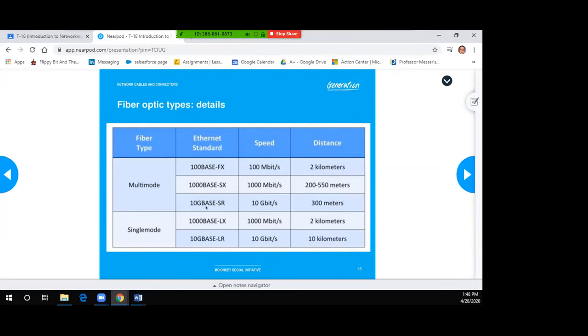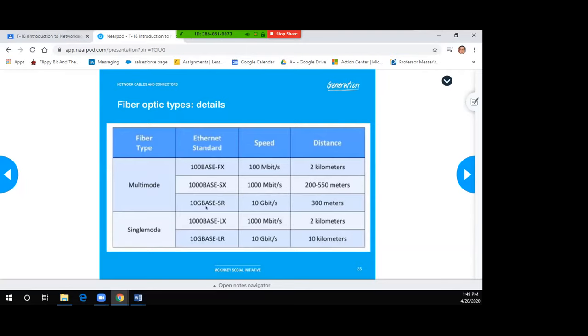Questions? Doubts? So the long haul, the max you could go is 10 kilometers, and the short haul, the max you could go is 300 meters, on the SR and the LR. But you'll notice on the FX, the original one, I can go 2 kilometers at 100 megabits per second. Right.